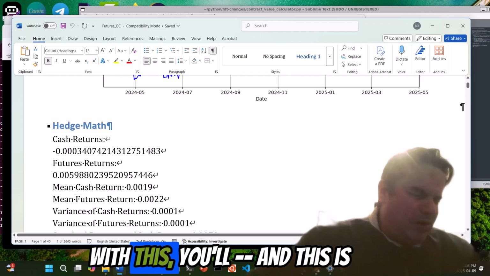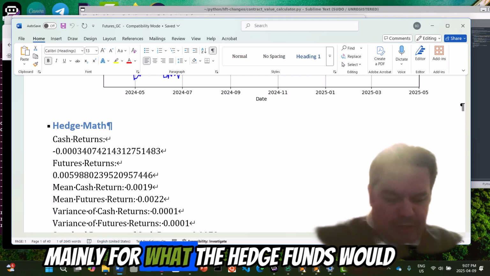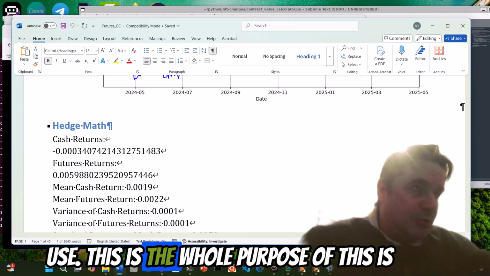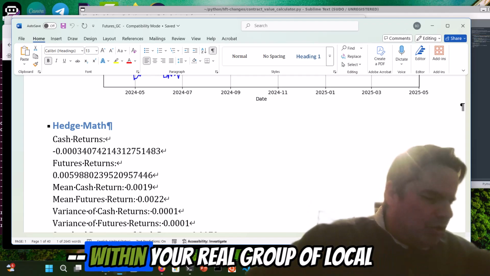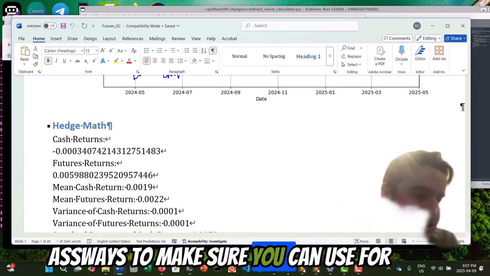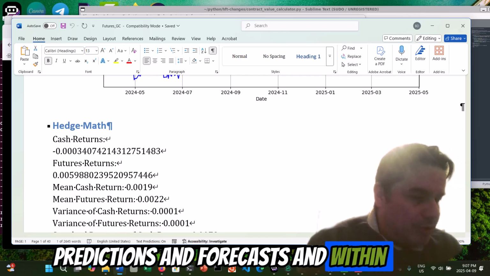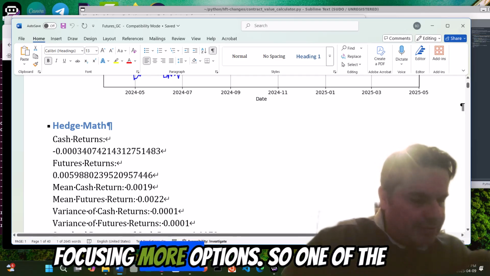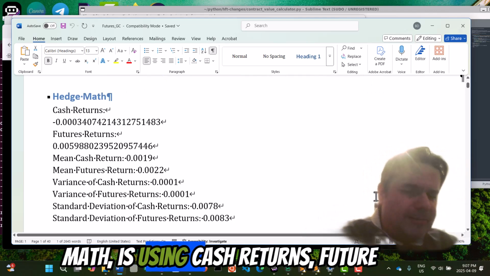When you start working with this, and this is institutional level sort of stuff, mainly for what the hedge funds would use, what a lot of the HFT shops would use. The whole purpose of this is to give you guidelines and when to stay within your rail guards, and what this will put out there as ways to make sure you can use for keeping all your trading and predictions and forecasting within those ranges and targets using both futures and options, mostly focusing more on options.